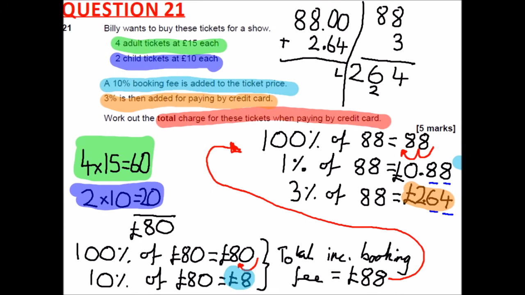0 plus 4 is 4. 0 plus 6 is 6. Make sure the decimal lines up top and bottom. 8 plus 2 is 10. Carry the 1. Then 8 plus the 1 we just carried is 90. And so the grand total at the end of all of that would be £90.64. Quite a long, hard, long-winded question, but you would have to end up with 90.64 to get all 5 marks.